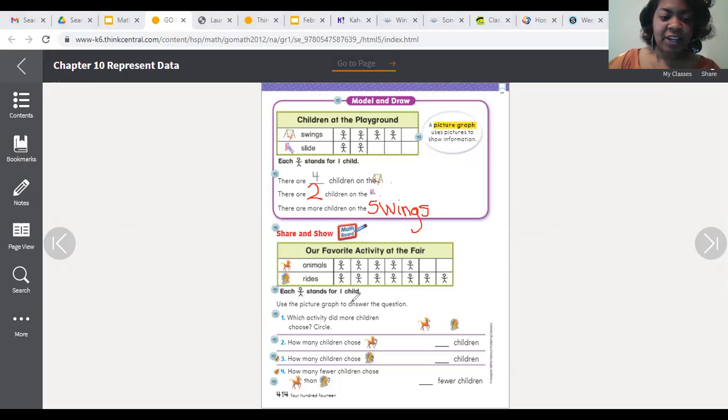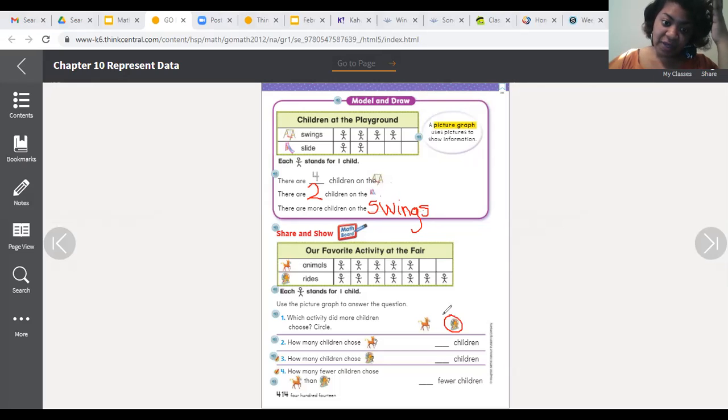So let's use the picture graph to answer the questions. Number 1, which activity did more children choose? And we're going to circle either the horse or the Ferris wheel. So which one? Did more children like the animals or did they like the rides? That's right, they like the rides. So we're going to circle the Ferris wheel that represents the rides.